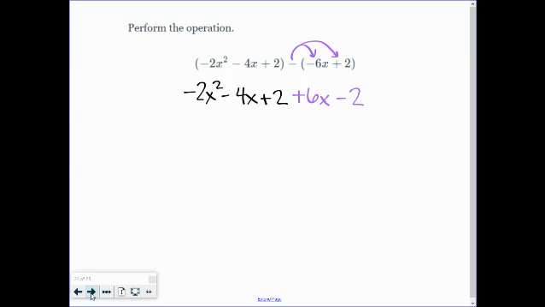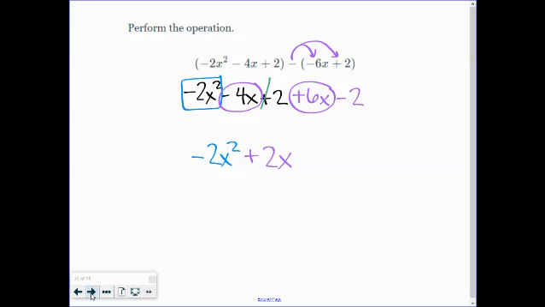Okay, I'm going to put a box around anything squared. I've only got 1, so negative 2x squared gets brought to my final answer. Circle around anything with x. Make sure don't leave out those negatives. I've got negative 4x and positive 6x. It's going to give me positive 2x.